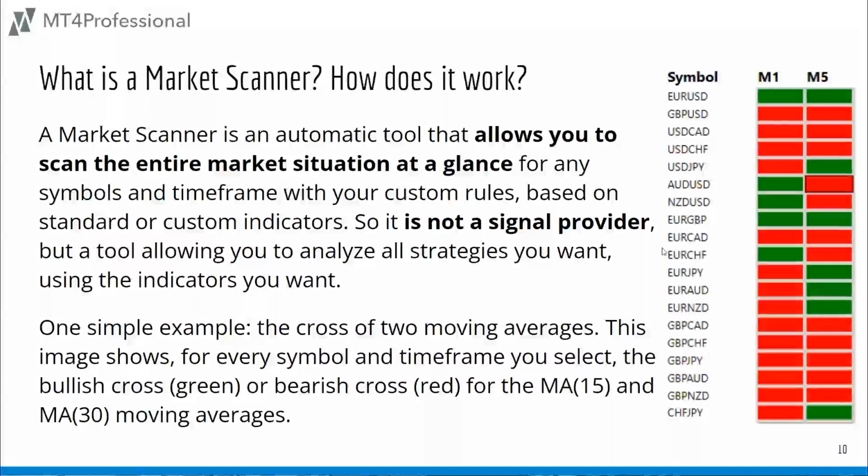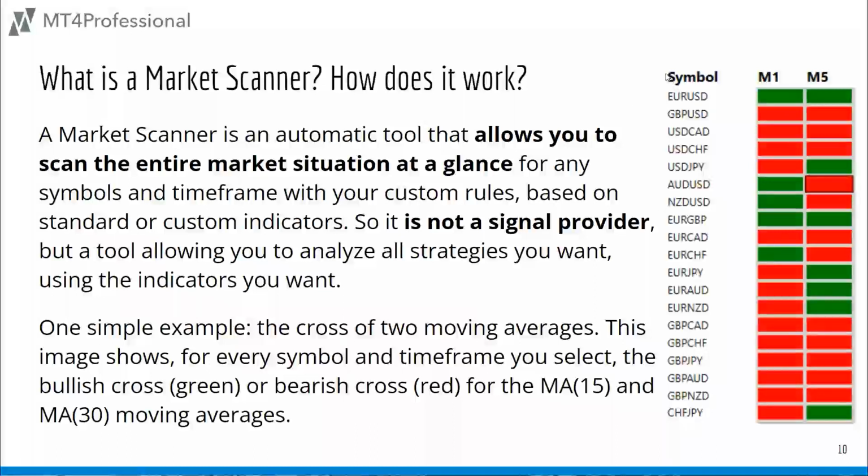An example is the 2 moving average cross. If you're looking for a bullish cross of a 15 period and a 30 period moving average, then the bullish cross is the 15 crossing over or greater than the 30. I want that to be green. And a bearish cross would be when the 15 crosses below or under the 30 moving average. That's a bearish. I want that to be red. So bullish green, bearish red.